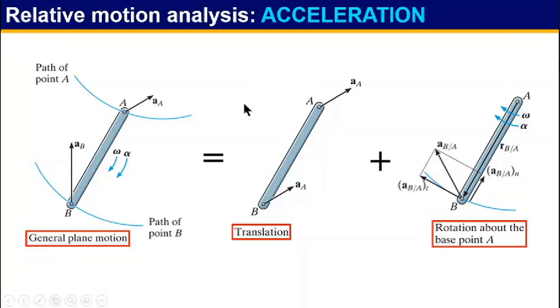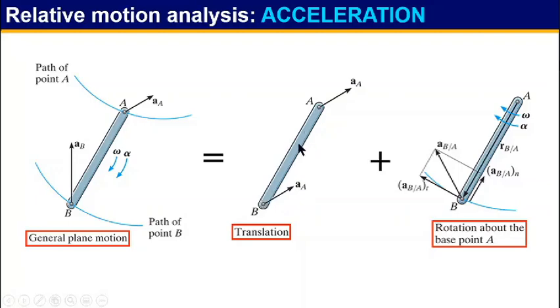With the same logic, it is similar with acceleration. So, point A moves with acceleration AA. Similarly, at point B, the acceleration also moves with acceleration AA. Thus, AA equals AB. Now, this is the translation motion. Please focus on point B here. We want to know the acceleration at point B.